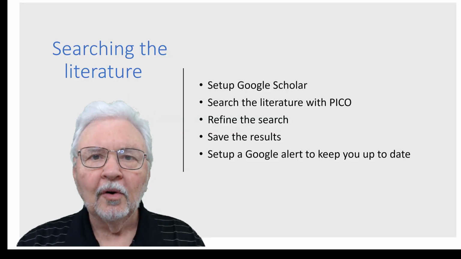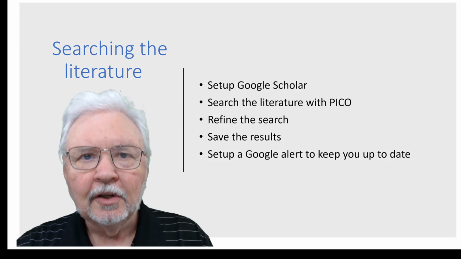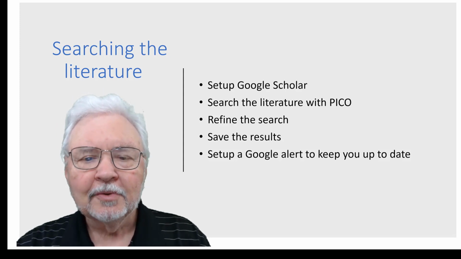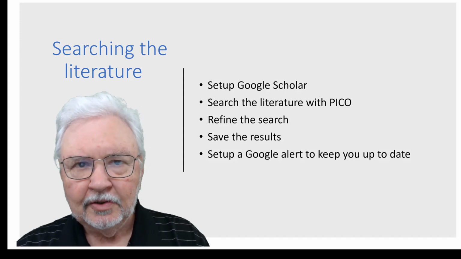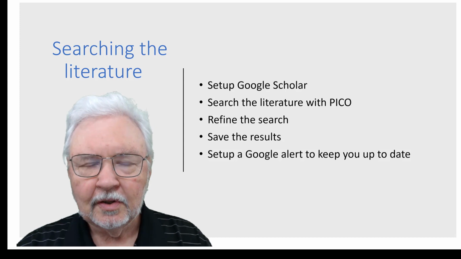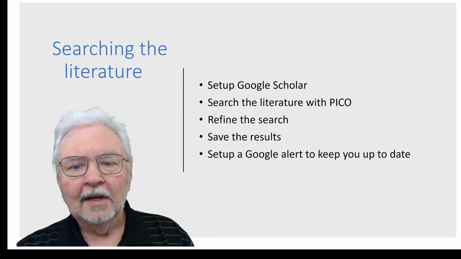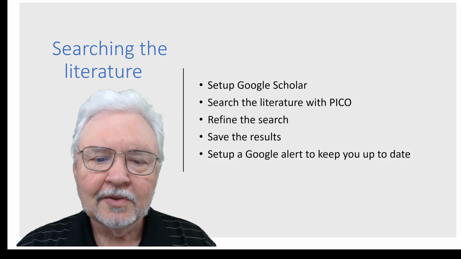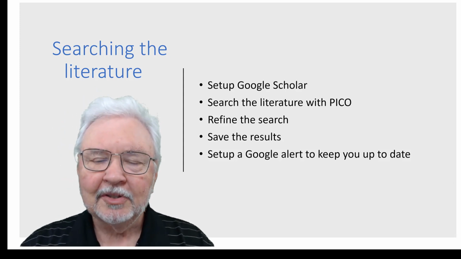In this video, we're going to explore searching the literature using Google Scholar. First, we're going to set up Google Scholar to use it and link to the library. Then we're going to search the literature on a specific question using the strategy PICO. Then we'll refine our search, save the results, and set up a Google alert to keep us up to date.